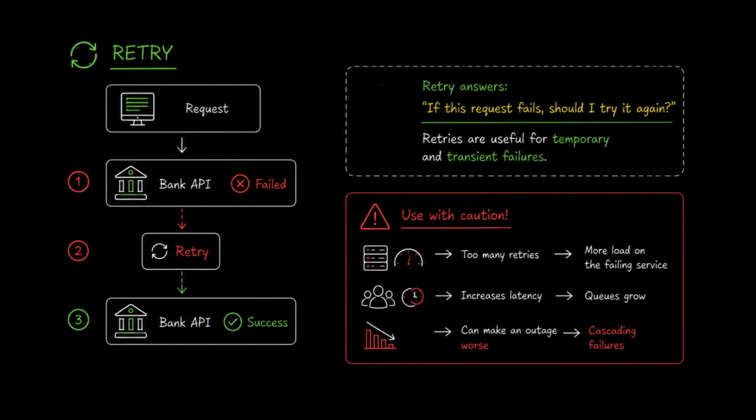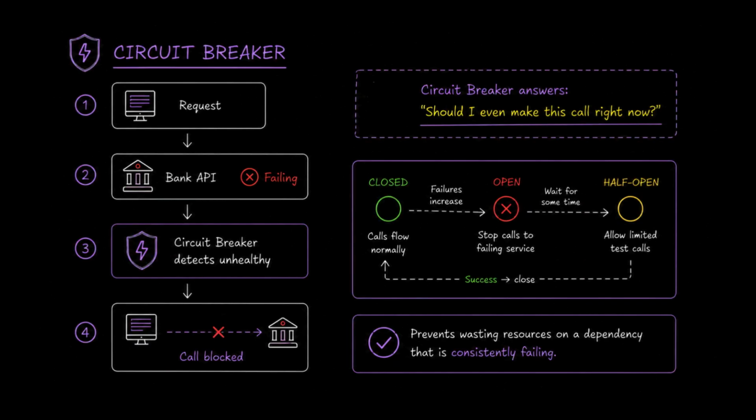Second is retry. Now suppose the bank API call fails because of a temporary network issue. If we immediately try again, the second request might succeed. That's where retry comes in. So retry answers, if this request fails, should I try again? Retries are useful for temporary or transient failures, but we have to use them carefully because retries can actually make an outage worse. And third is the circuit breaker.